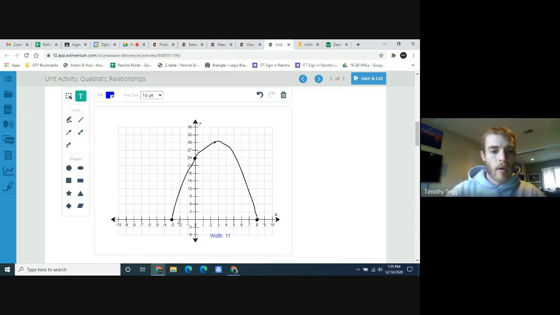and put 11. We also want to label the vertex, it said. So we'll put the vertex, which is the highest point. And that was 2.5, comma, 30.25. Just like that. Okay. I want you to also label each of the x-intercepts and the y-intercept. So finish that labeling for the x-intercepts and the y-intercept.